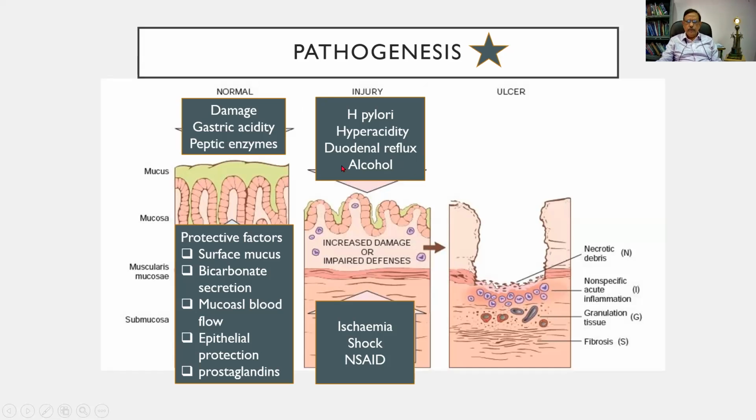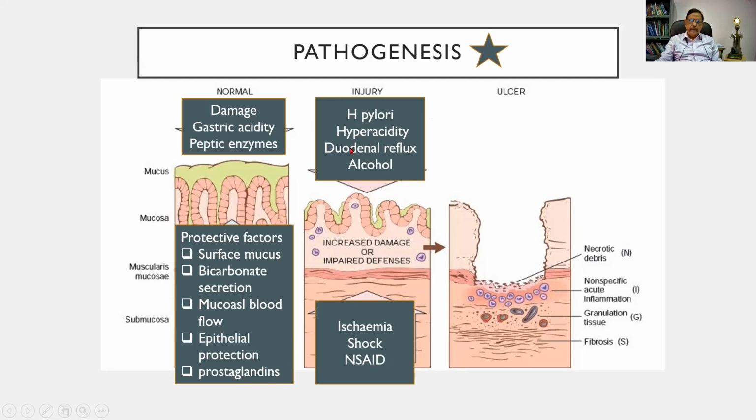This is a superb diagram. You people will have to draw it, and I've taken a lot of pain in depicting the text. So normally you find that there is a gastric damage because of increased acidity and the peptic enzymes. The damage is because of this. But then there are some protective factors such as the surface mucus, bicarbonate secretion, then the normal mucosal blood flow, epithelial protection that is there, and prostaglandins. These are all some factors which protect us from the ulcer. Otherwise, all of us will be having ulcers.